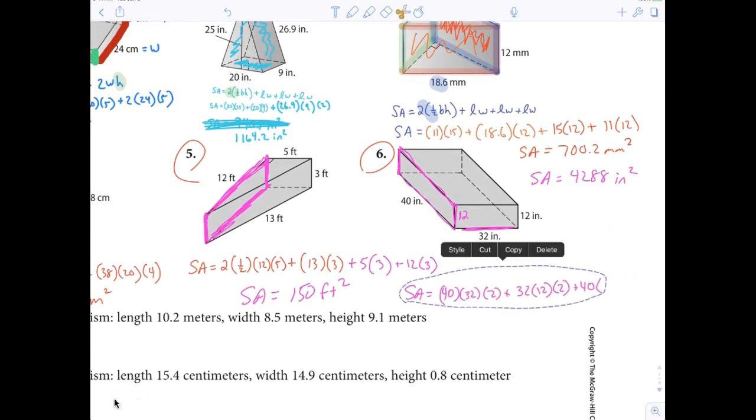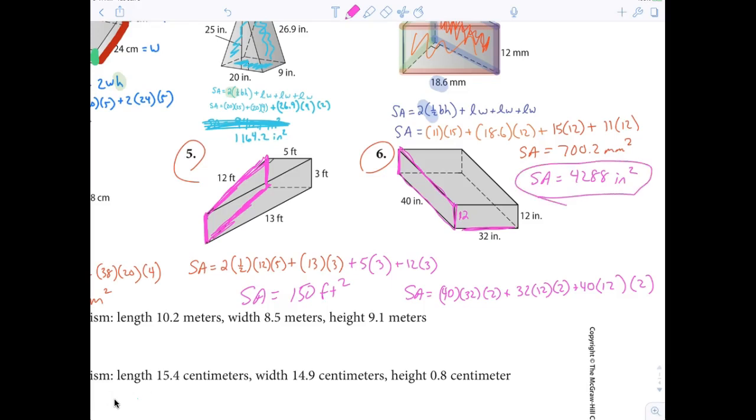40 times 12 times 2. All right? There we go. I'm trying to show you the easiest way to do surface area is highlight the regions. And then you can figure out what the dimensions are. If you don't highlight the regions, it makes it a little bit more difficult to do. So does everybody agree the answer was 4,288 square inches? All right.